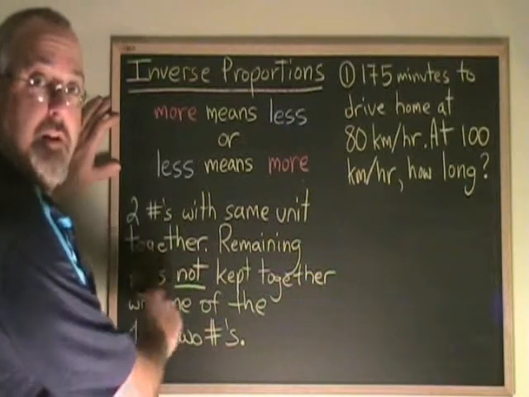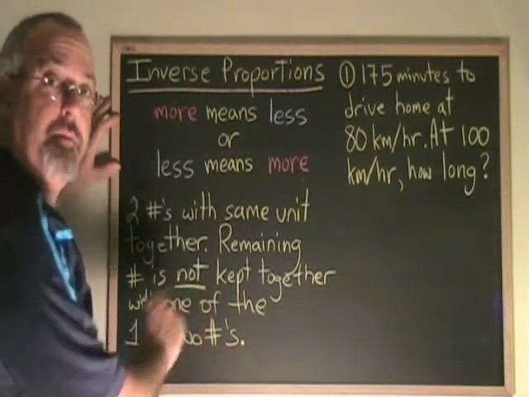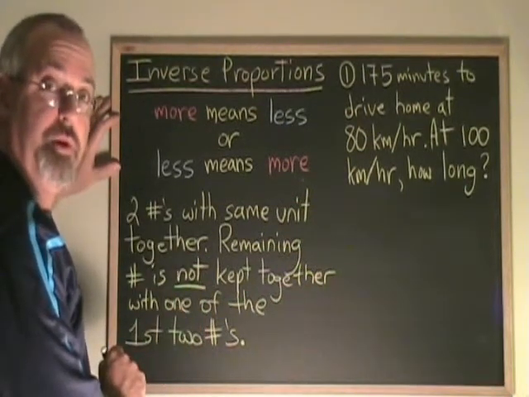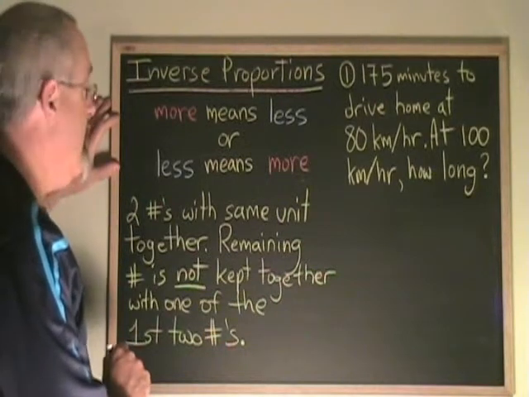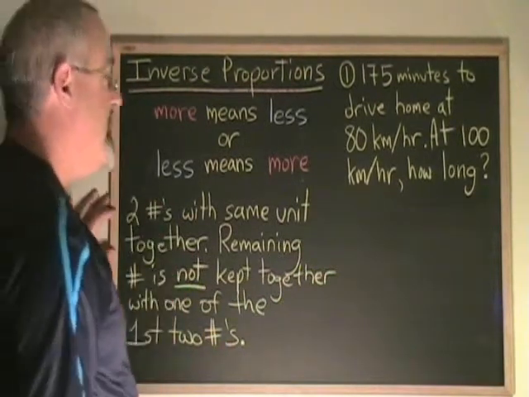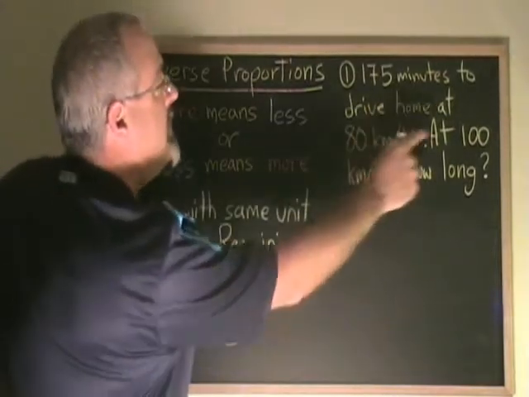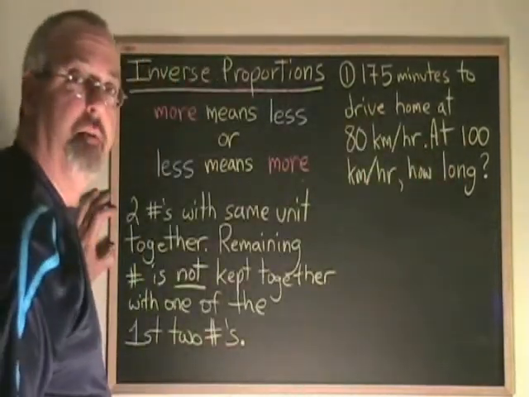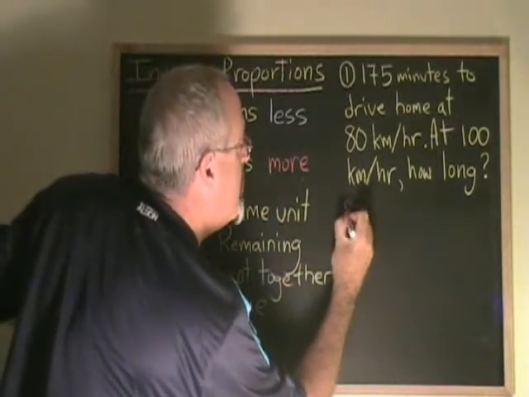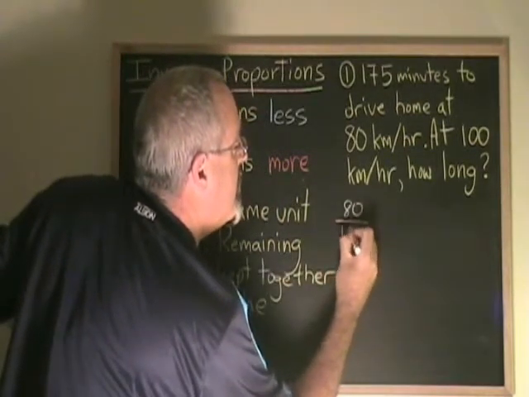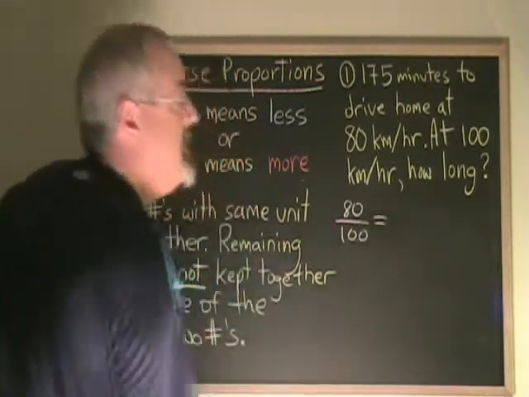The rules are a little different for building an inverse proportion than they are for a direct proportion, but we start off the same way. We find the two numbers with the same unit and we put them together. I see 80 kilometers per hour, 100 kilometers per hour have the same unit, so I'm going to put them together with this smaller number on top, on the left side of my equal sign.